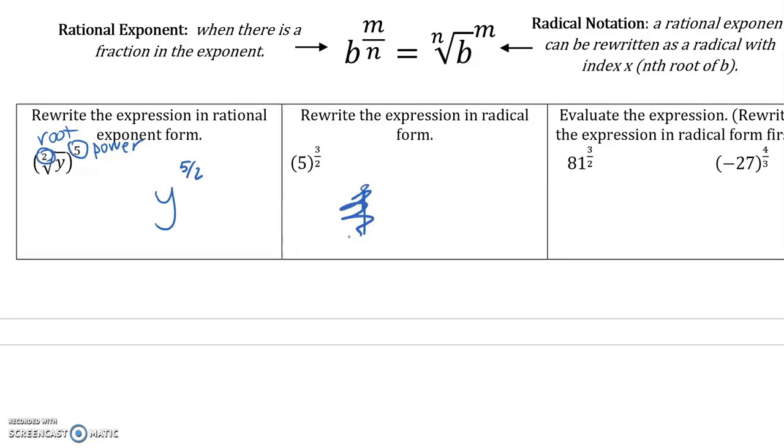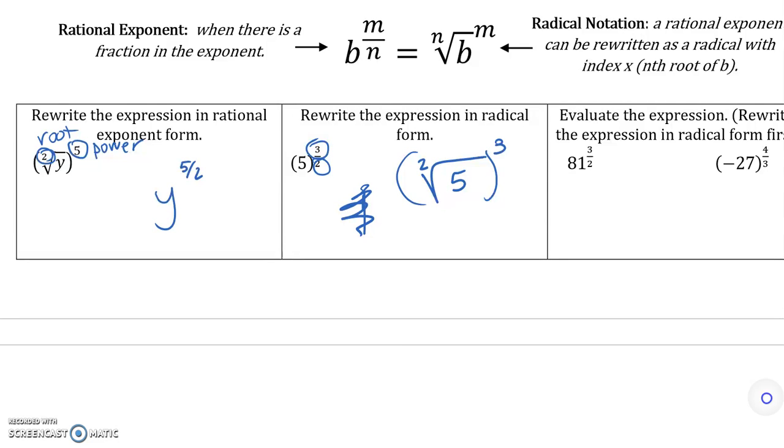Here, I could do the opposite. It wants me to rewrite the expression as a radical. So my 3 is my power and my 2 is my root. So that would be the square root of 5 to the third power.